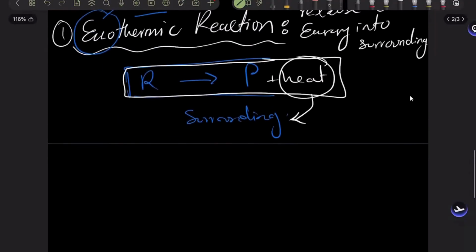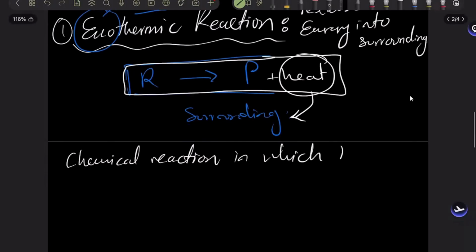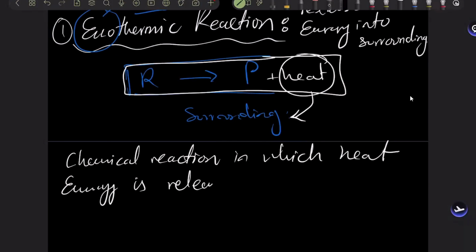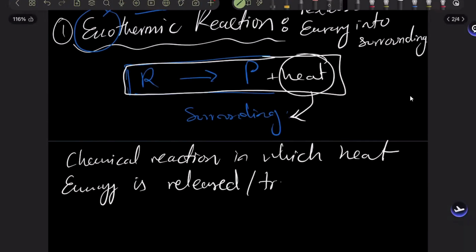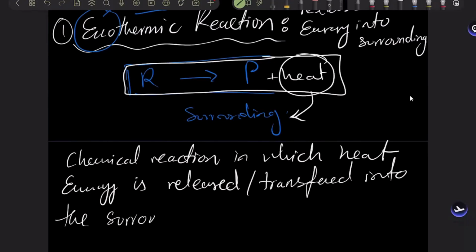So we define exothermic reactions as chemical reactions in which heat energy is released. Heat energy is released, or you can also say transferred, into the surrounding.